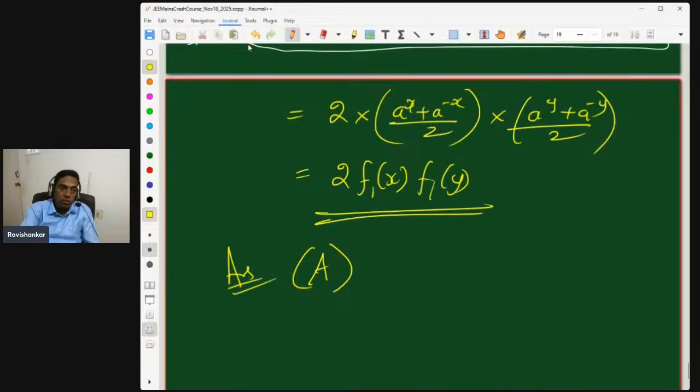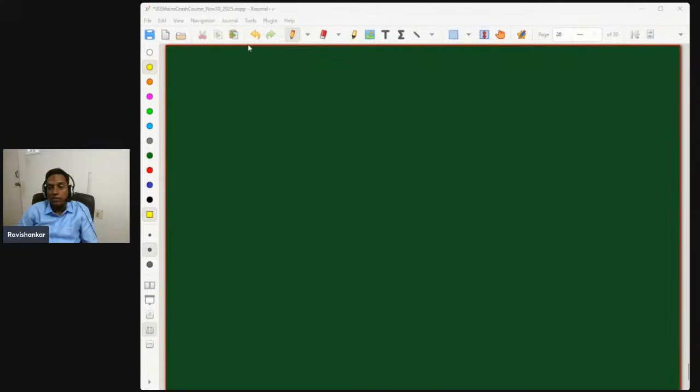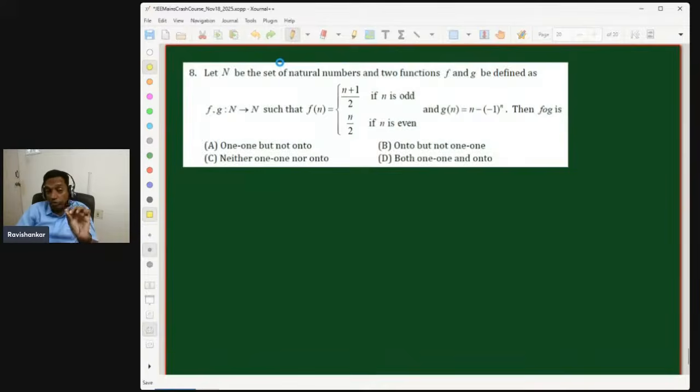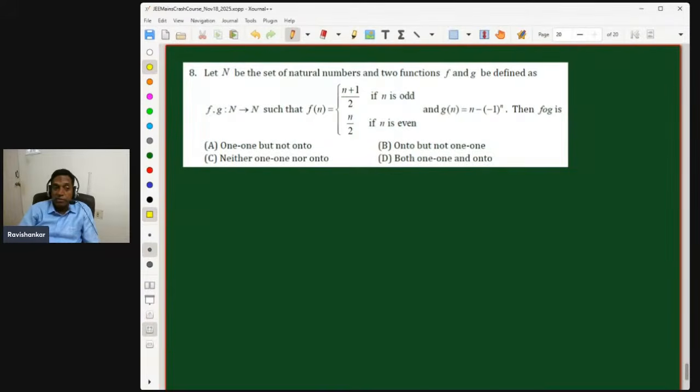Now let's move to question 8. Question 8 is also a little tricky. You have to follow very carefully about this odd and even business. And you are asked whether it's injective, surjective, etc.